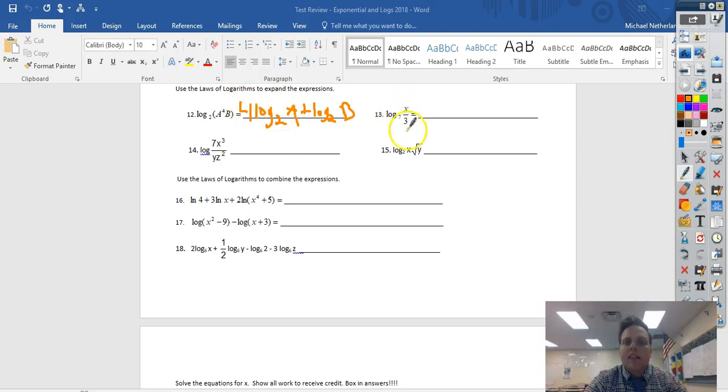Alright, now this one, the x and 3 are dividing, so the x and 3 both get their own log, but instead of dividing, they are now subtracting. Okay, what about this one?